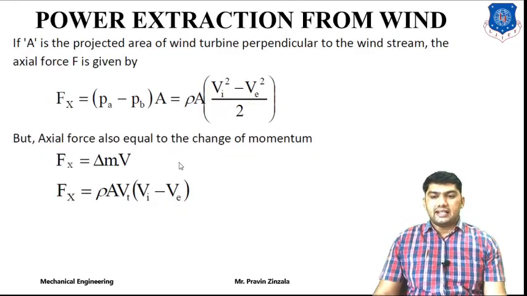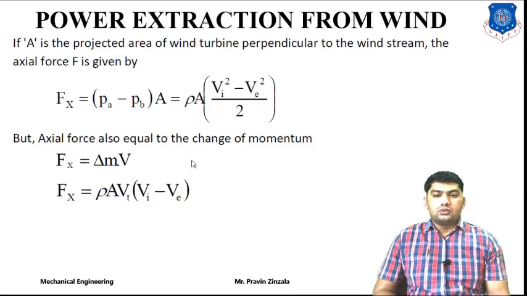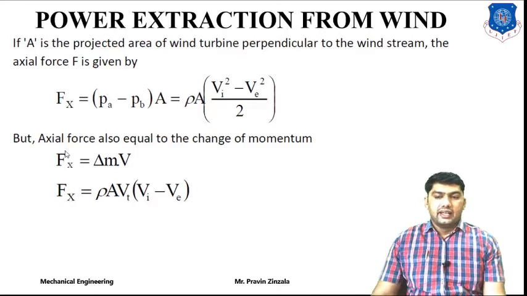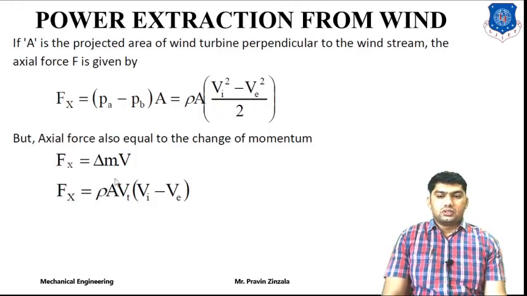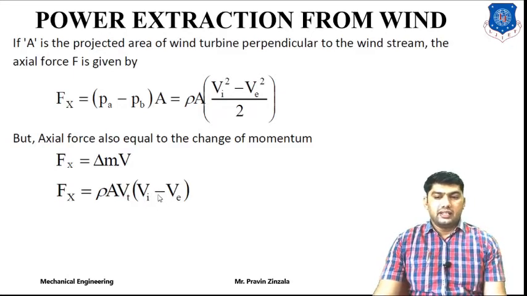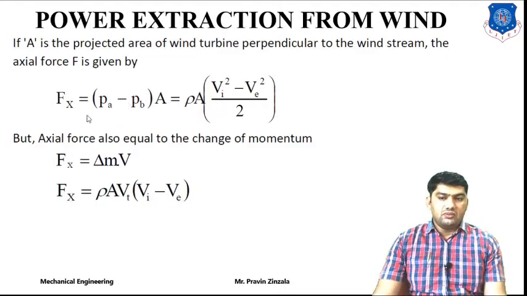And we can also say that the axial force is equal to the change of momentum. In fluid mechanics, or according to Newton's law, the axial force is equal to the change of momentum, meaning delta m into velocity. So the axial force, where m is equal to rho A Vt and the velocity change is the velocity difference, meaning Vi minus Ve. So from both equations, the one we derived for PA minus PB and the final axial force, we can say that the axial force is equal to the change of momentum.